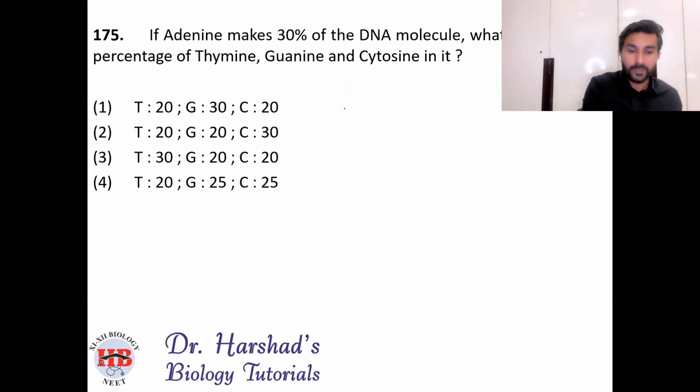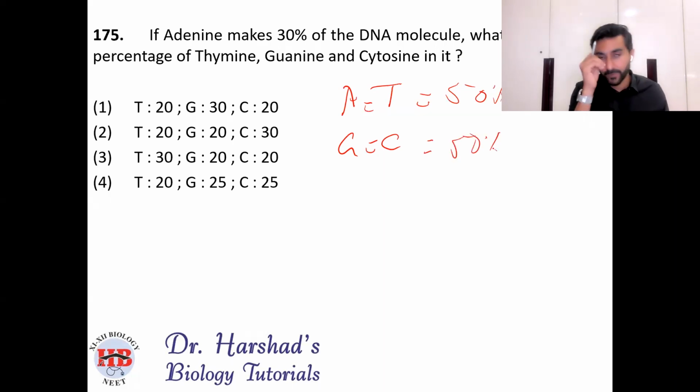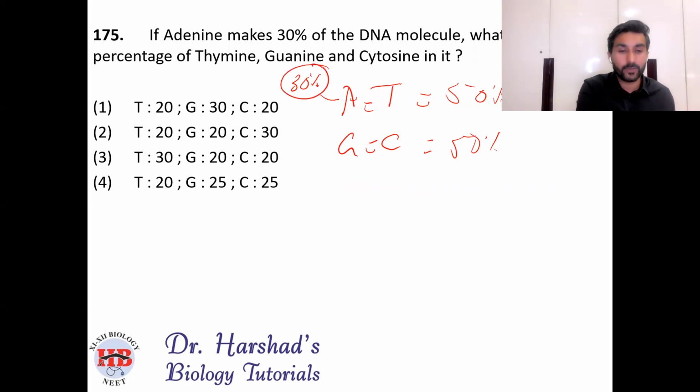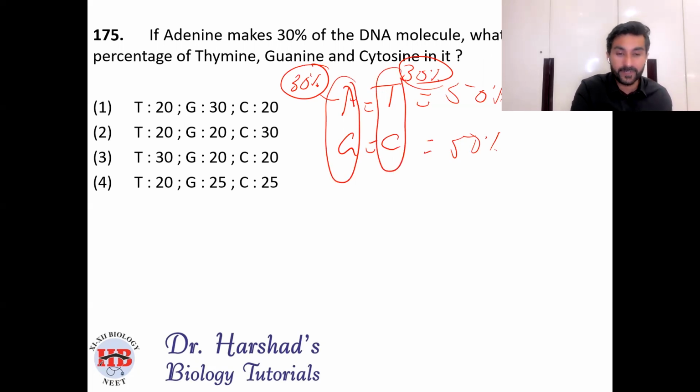Now, if you remember, A is equal to T and G is equal to C. The sum total of this should be 50%. The sum total of this should be 50%. That's your shortcut that we use. So anyways, if A is equal to T and A is 30%, automatically T becomes 30%. The sum total of this should be 50%, so this becomes 20% and this becomes 20%.